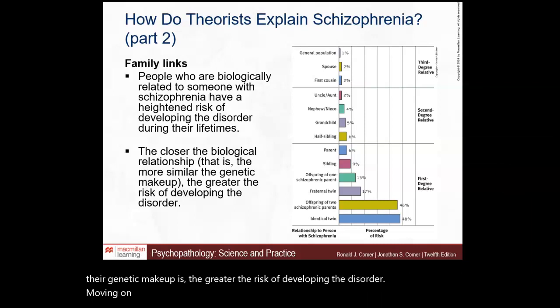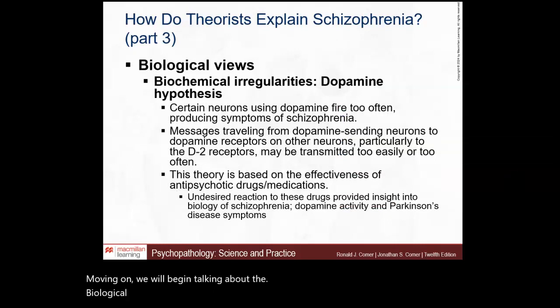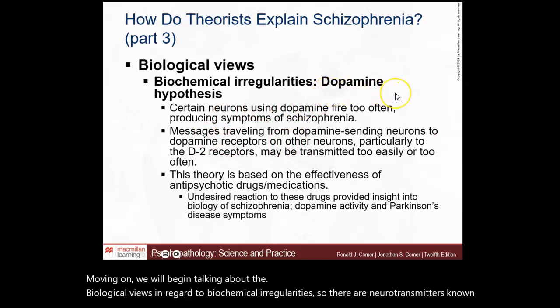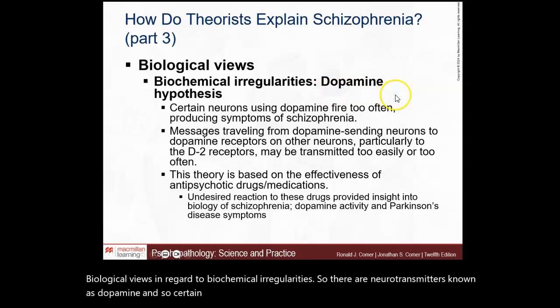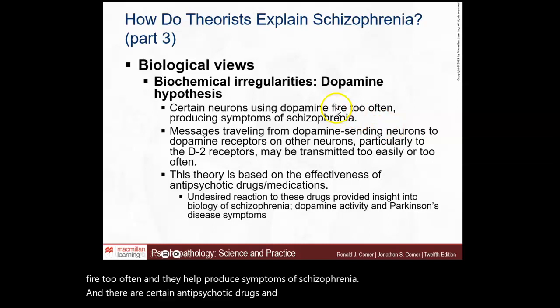Moving on, we will begin talking about the biological views in regard to biochemical irregularities. So there are neurotransmitters known as dopamine, and certain neurons using dopamine become very hyperactive. They fire too often, and they help produce symptoms of schizophrenia. And there are certain antipsychotic drugs and medications that serve to help individuals who are experiencing that.